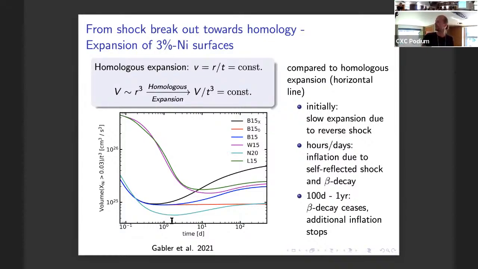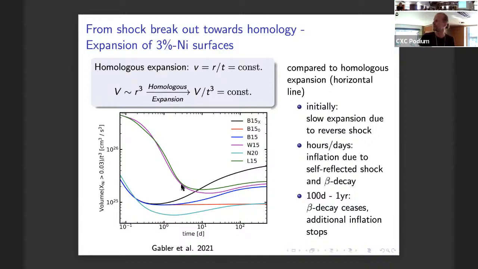We see that, depending on the model, the blue supergiants, which are more compact, initially start to decrease this rescaled volume up to about 1 day, then increase the volume up to about 100 days, and then stay more or less constant. And similar things happen to the 2 red supergiants, which we have here in the set of models.